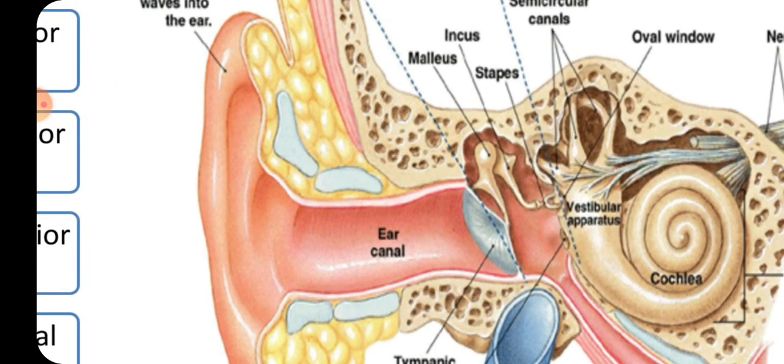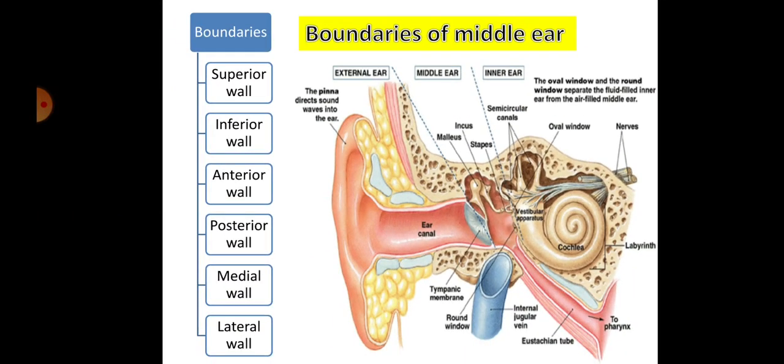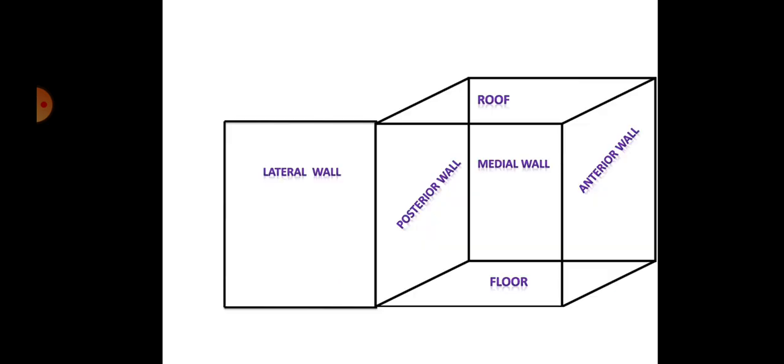You can see this is the cavity. This is the superior wall. This is the inferior wall. This is the lateral wall. This is the medial wall. And what you are observing in pink color is the posterior wall, and the anterior wall is removed here by the cut section. So it means it consists of the superior wall, inferior wall, anterior wall, posterior wall, medial wall, and the lateral wall.